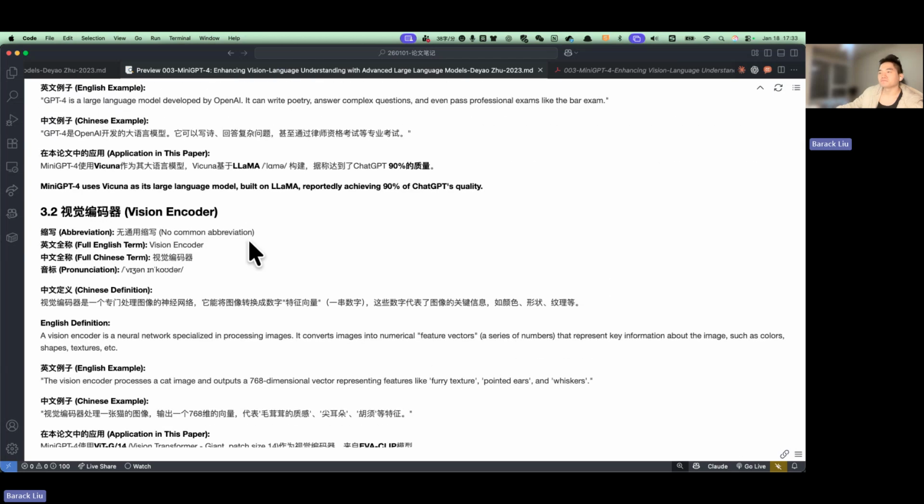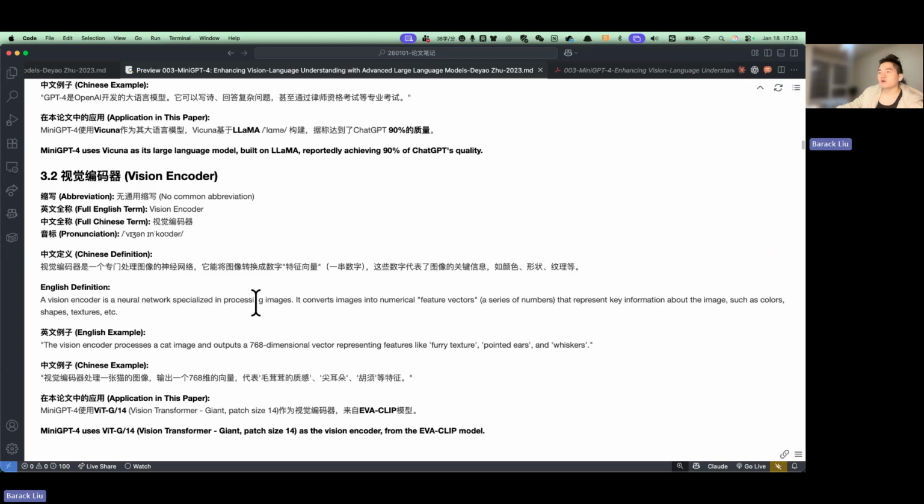Vision encoder. A vision encoder is a neural network specializing in processing images. It converts an image into numeric feature vectors, a series of numbers that represent key information about the image, such as colors, shapes, textures, etc. So you see, those encoders actually are just like our genes, right?